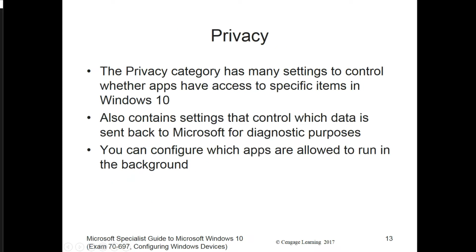Okay. So the privacy category has a lot of settings to control whether apps have access to specific items in Windows 10. It also contains settings that control which data is sent back to Microsoft for diagnostic purposes. Not that Big Brother's always watching, but they want feedback from us. You can configure which apps are allowed to run in the background.